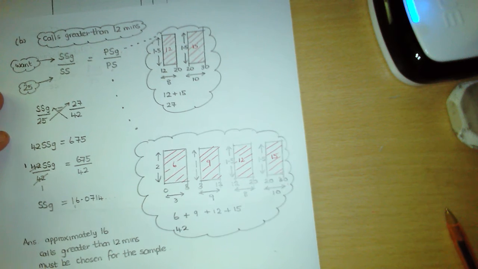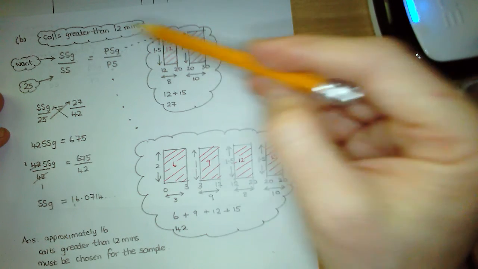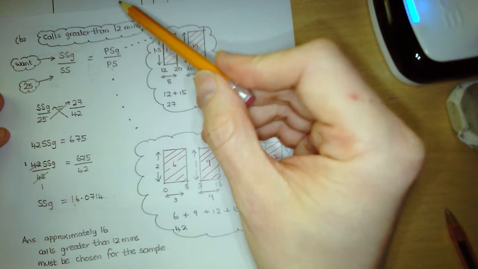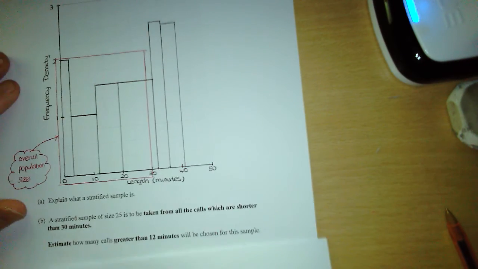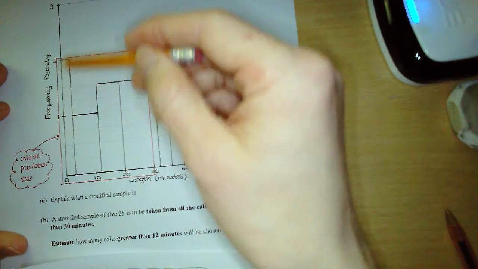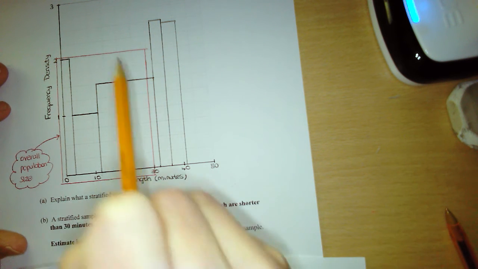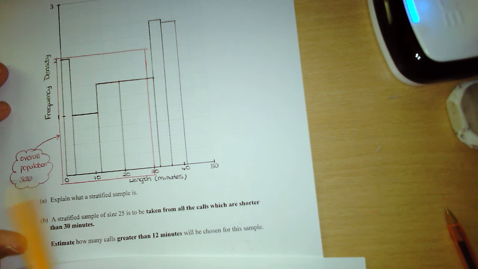Okay, so in summary, great little question. You're using the sampling formula in tandem with histograms. The key bit is you need to first of all identify what the population is that you're basing your sample on. So that's given in the question. It says a sample of 25 is to be taken from all the calls which are shorter than 30 minutes. So I immediately go to my histogram, put a big box around all the bars right up to 30. So everything within this red box is the overall population size. Okay, the overall population size you're working with.